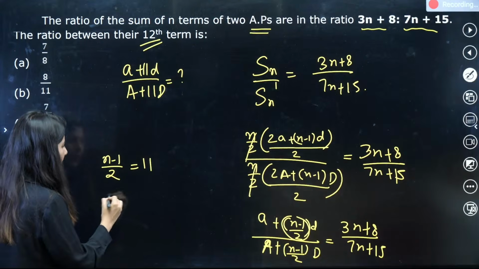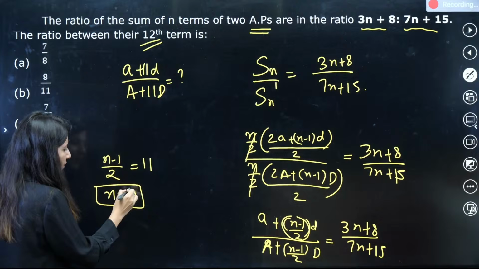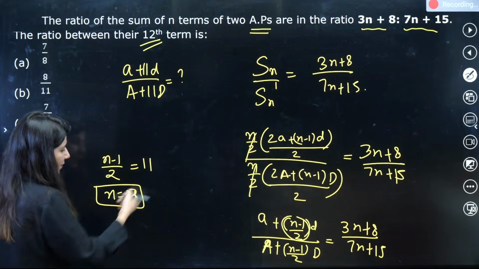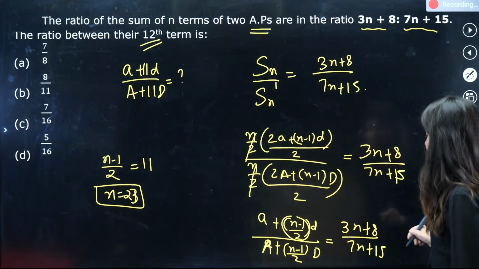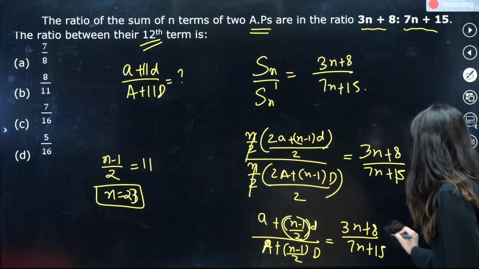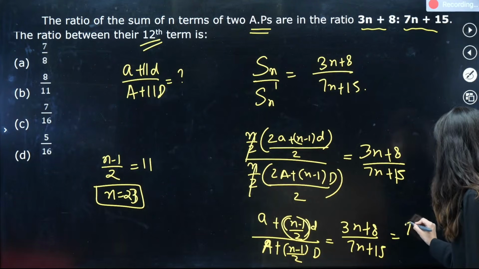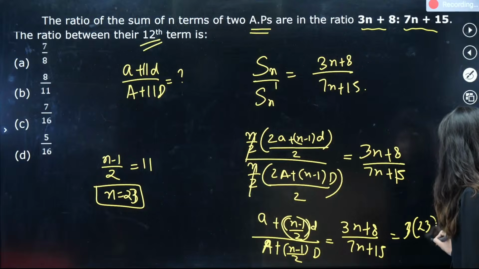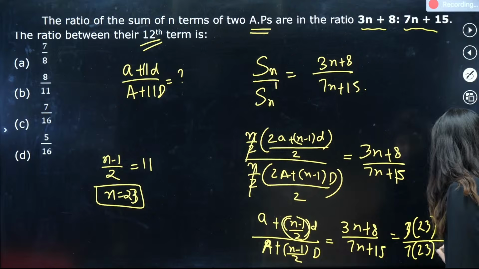So 22 plus 1, n will be 23. N is equal to 23. The moment you put n equal to 23 over here, this will be a plus 11d, and this actually will be 3 times 23 plus 8 upon 7 times 23 plus 15.